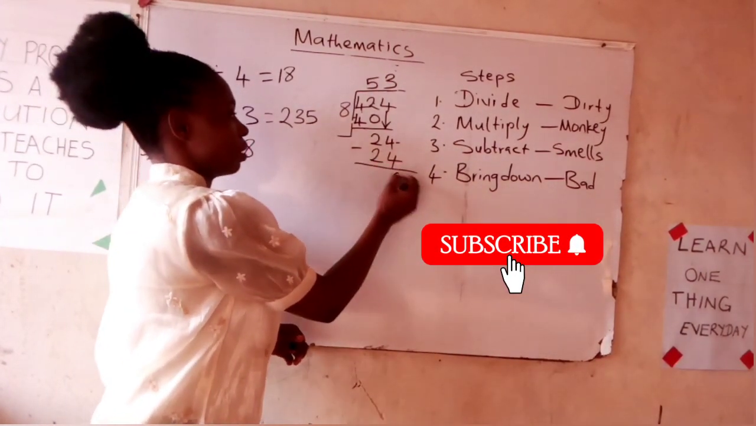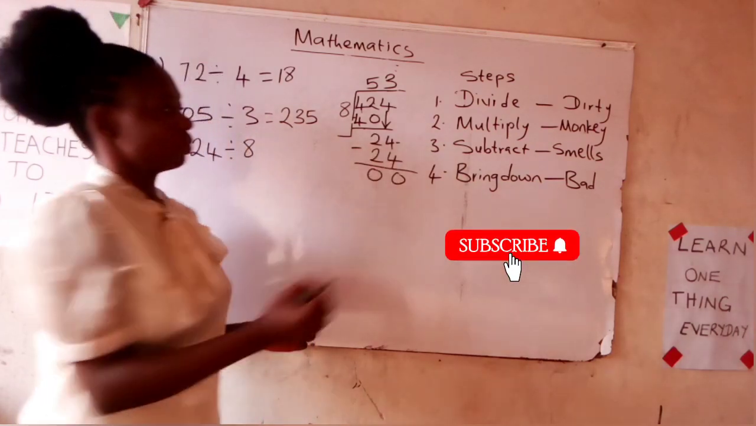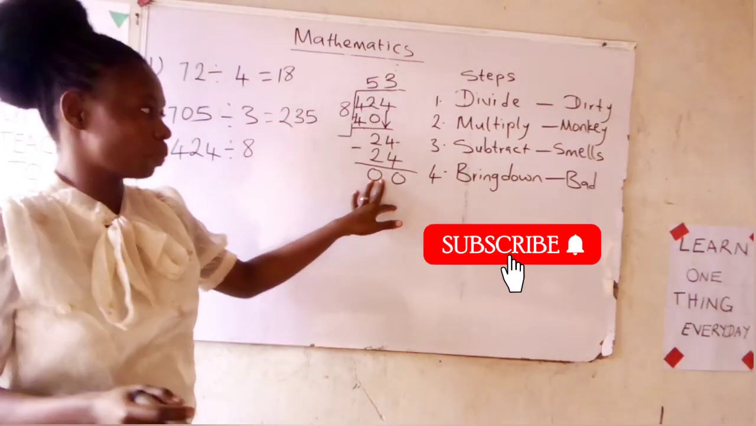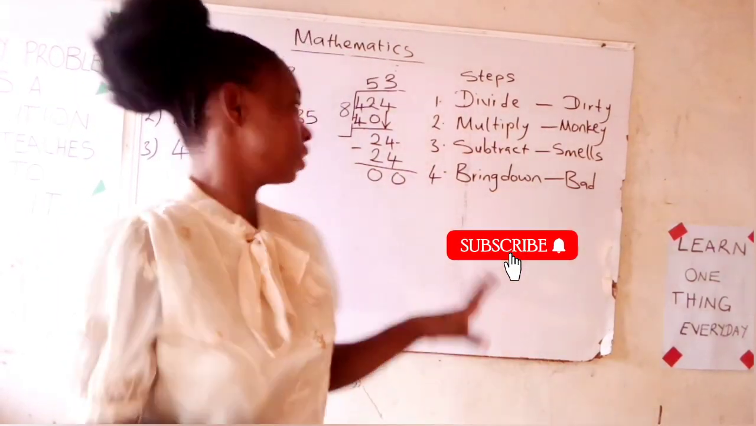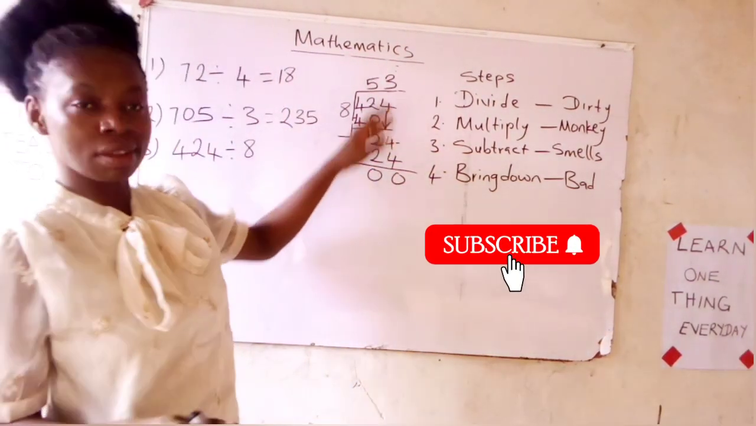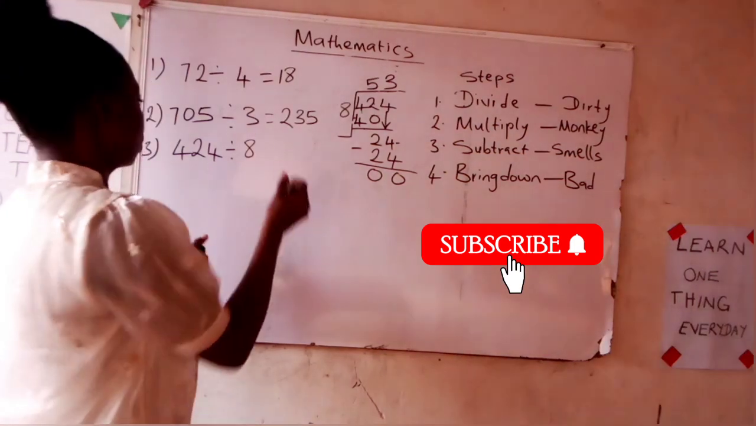4 minus 4, 0. 2 minus 2, 0. And since I've gotten to this point, there is no other number to bring down. We have finally divided this completely, and our answer is 53.